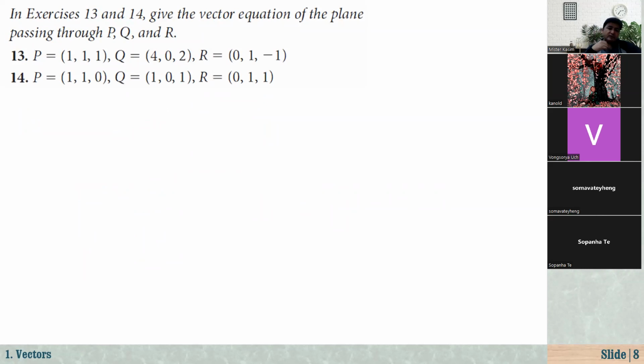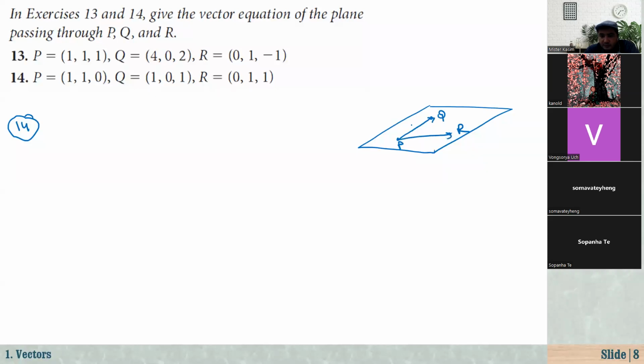Exercises 13 to 14: give the vector equation of the plane that passes through P, Q, and R. Okay, so let's do 14 here. We are talking about a plane. Suppose this point is P, this point is Q, and this point is R, right? To write the vector equation, we need two vectors lying in the plane. So I can just take PQ and PR. Suppose PQ is vector U, PR is vector V. So first I need to find these vectors.